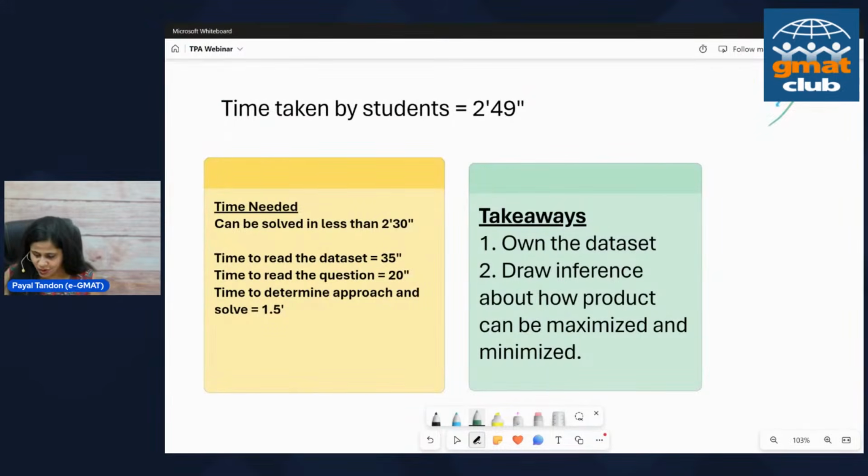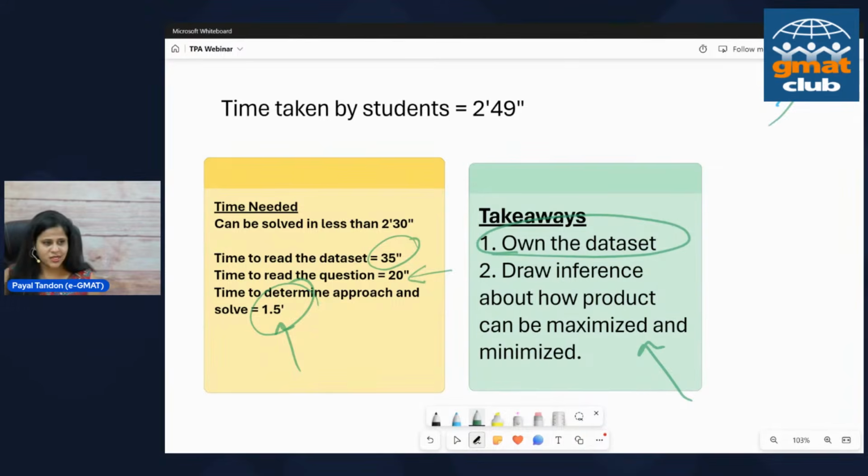And again, on this question, time taken typically by students is upwards of 2.5 minutes. If you solve it slowly by reading the data set and then reading the question, in this question you had to read the question very carefully. So you spend 20 seconds just understanding the question, and then determining the approach and executing the approach. That will take a long time here, 1.5 minutes. But overall, if you add everything up, it is possible to solve this question in under 2.5 minutes. But that happens only if you own the data set completely and if you draw the appropriate inference about how the product can be maximized and how it can be minimized.